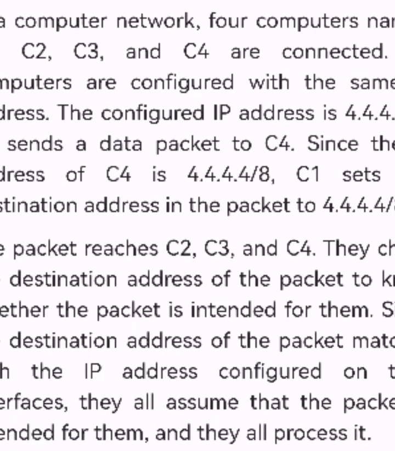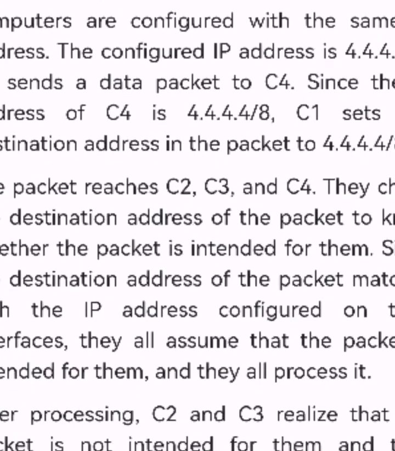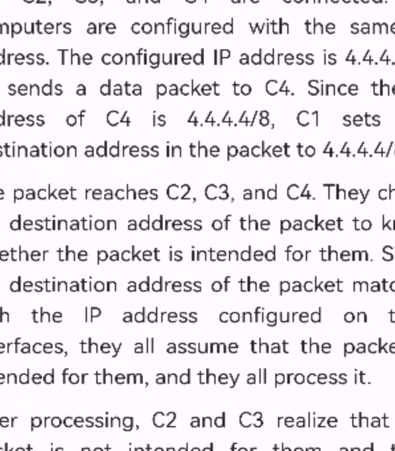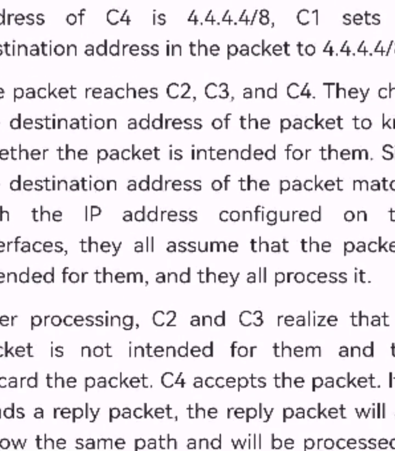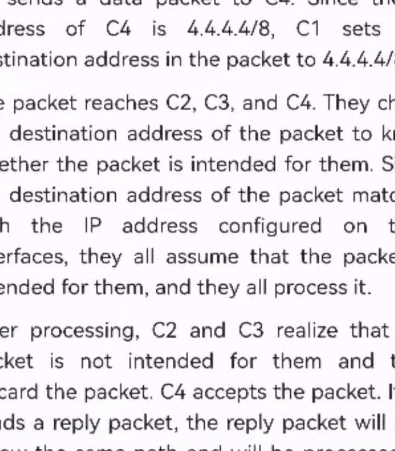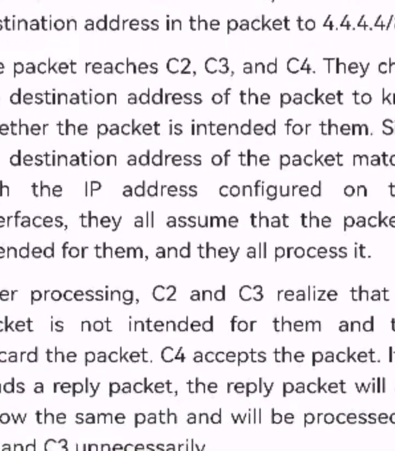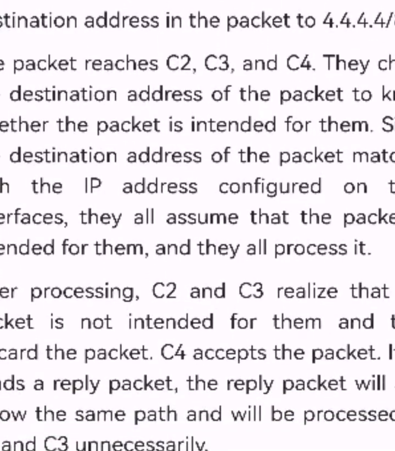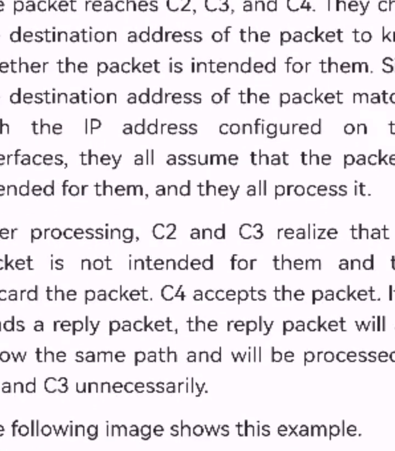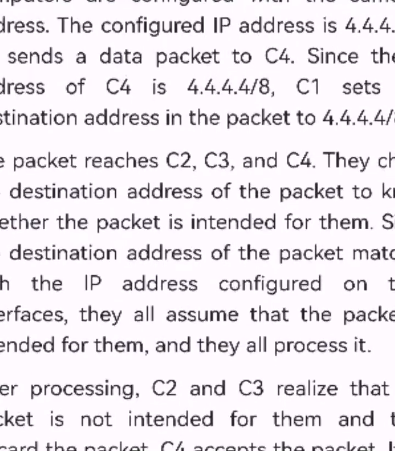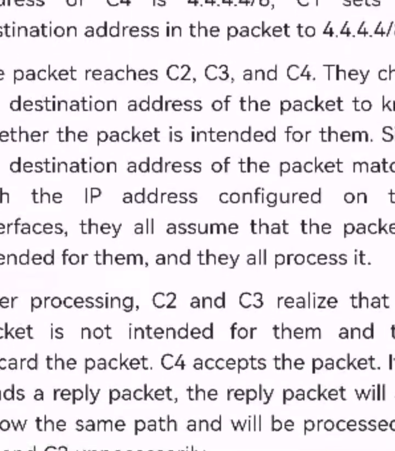Let's understand it through an example. In a computer network, four computers named C1, C2, C3, and C4 are connected. All computers are configured with the same IP address. The configured IP address is 4.4.4.4/8. C1 sends a data packet to C4. Since the IP address of C4 is 4.4.4.4/8, C1 sets the destination address in the packet to 4.4.4.4/8.